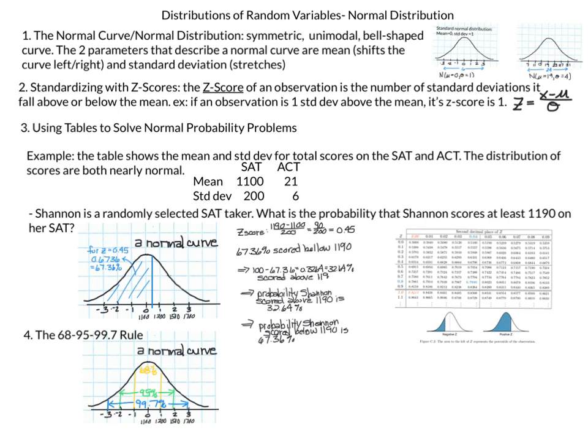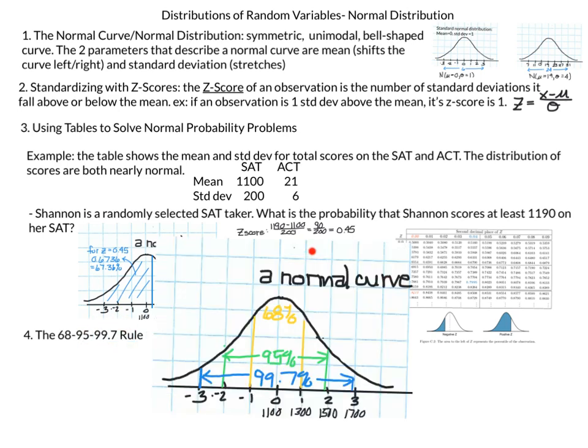So don't worry. The last topic we have is the 68, 95, 99.7 rule. It says for a normal curve, 99.7% of our data is going to be within 3 standard deviations of our mean. So in other words, when we go from a z-score of -3 to 3, the area under the curve will be 99.7%. That's the 99.7 part.